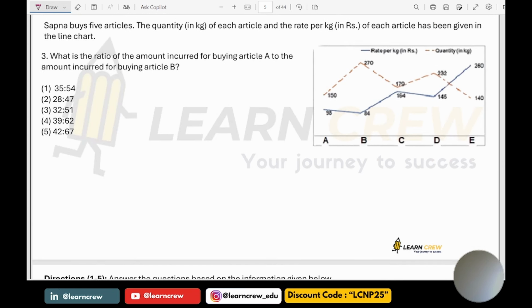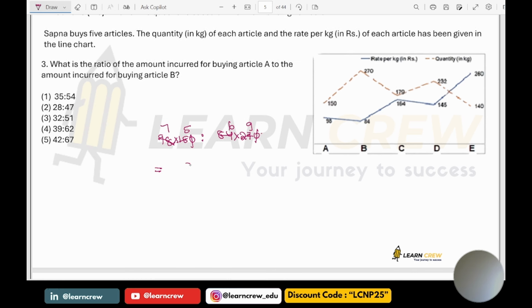Next, what is the ratio of the amount incurred for buying article A to the amount incurred for buying article B? Article A is 98 into 150. Article B is 84 into 270. So what is the ratio you are going to get here? The 100 cancels, and after simplifying, thereby it is 35 is to 54. Option 1 is the correct answer.